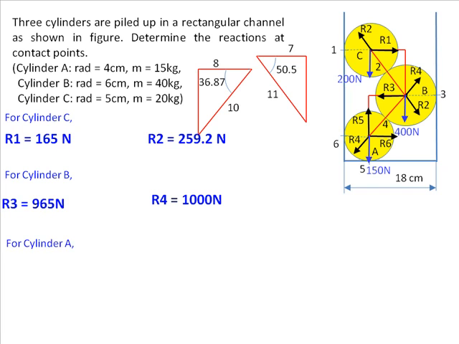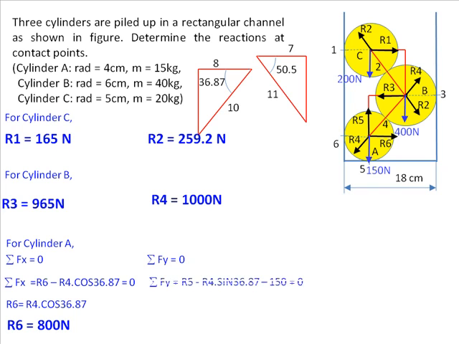Then you go to the last cylinder, cylinder A. Do sigma Fx 0, sigma Fy 0. You find that sigma Fx is R6 minus R4 cos 36.87 equal to 0, so R6 is R4 cos 36.87. So R6 is 800. Sigma Fy you solve: it's R5 minus R4 sin 36.87 minus 150 equal to 0. You get R5, and thus you get all the reactions R1, R2, R3, R4, R5, R6, and that's what was asked. Thank you.